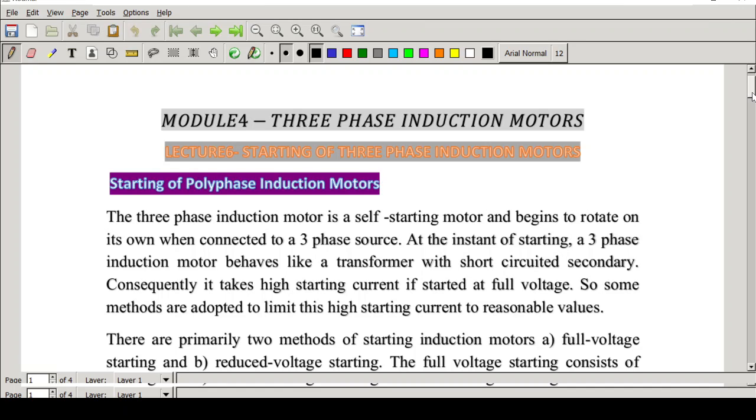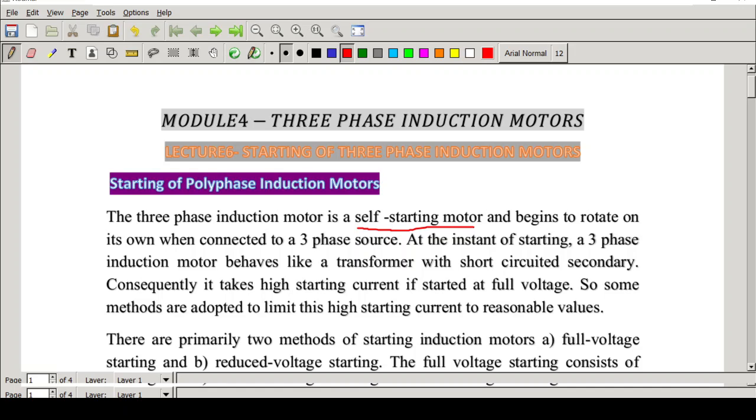So in today's session, we will discuss the different starting methods used in the case of three-phase induction motors. Now you know that the three-phase induction motor is a self-starting motor. That means there is no separate mechanism required for starting the motor. It is already self-starting.